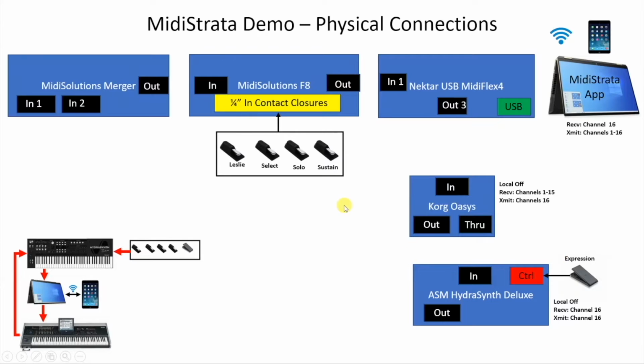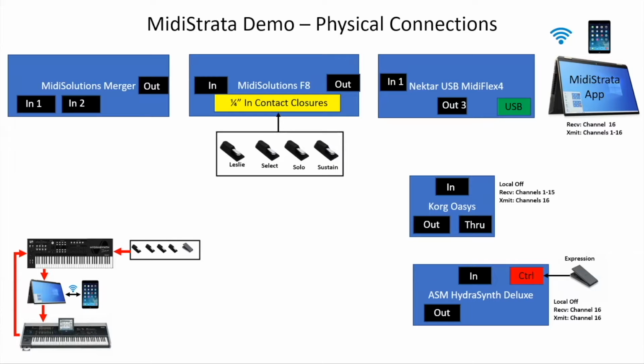Now that we described the logical aspects of the demo, let's look at the actual physical connections. So we have a whole bunch of different things here. We have, of course, the Hydrasynth, which we talked about, that has the expression pedal actually connected to it. We have a merger, which has 2 inputs and 1 output. I have this neat 19-inch rack device from MIDI Solutions called the F8.